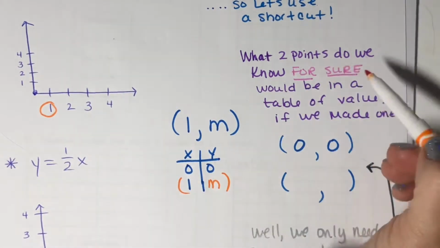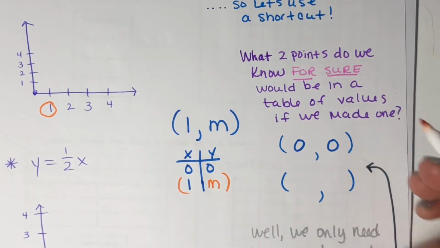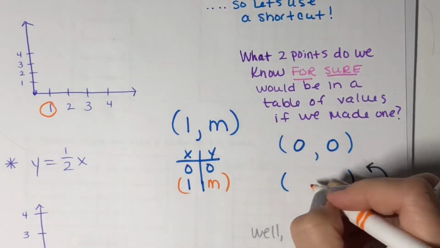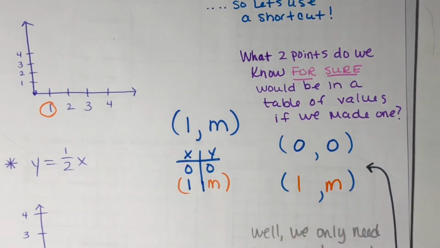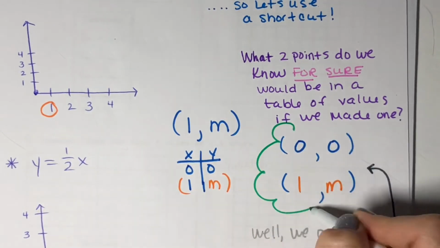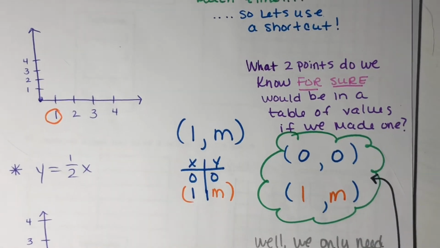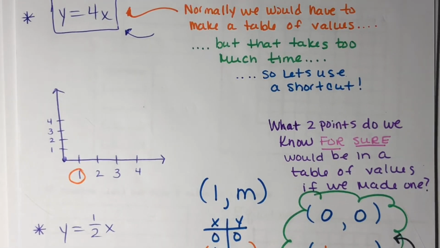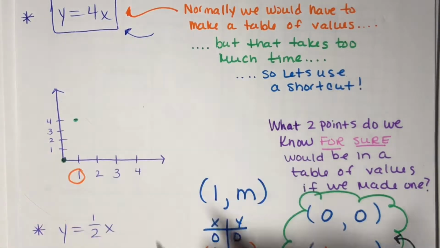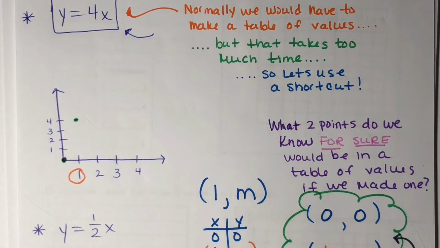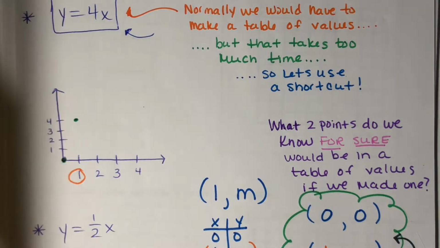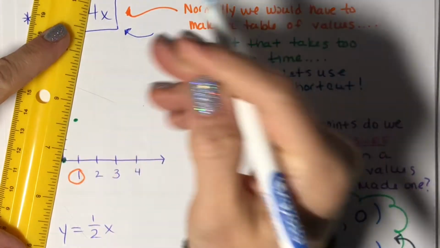So we're not making a table of values. We're not making all these coordinates. We're just using 0, 0, and 1, M. And so if I just take this equation, y equals 4x, and use the point 0, 0, 1, M, that's all I need to know. 0, 0, 1, 4. How many points do you need to make a line? Just 2. You only need 2 points to make a line, and I don't need a whole table of values.